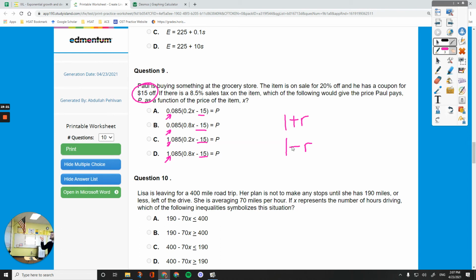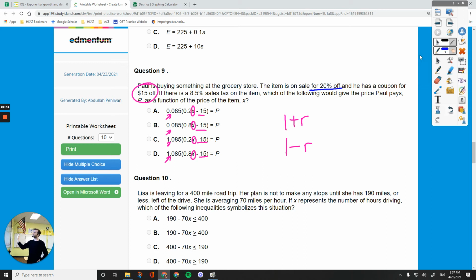So let's see. The item is on sale for 20%. Which means we don't know how much the price is, so the item is going to cost x dollars. This is the price of the item. Are we going to multiply it by 0.2 or 0.8? That's the problem.